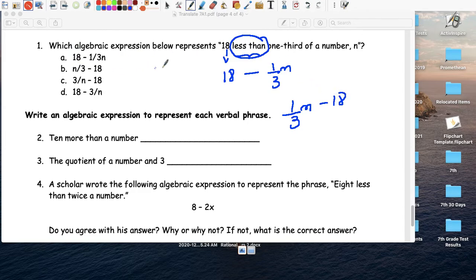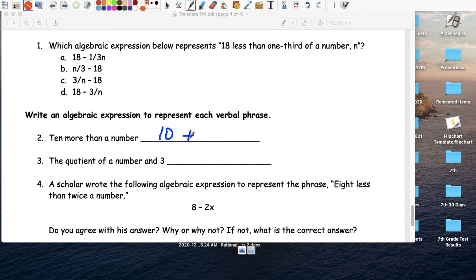Does any look like this? Well, if it starts with 18, you know this is wrong. So this is wrong. This is wrong. So is anyone that starts with 1/3 n? The 3 is on the denominator. So this is the only one. 10 more than a number. 10 more than a number. The quotient is division of a number and 3.